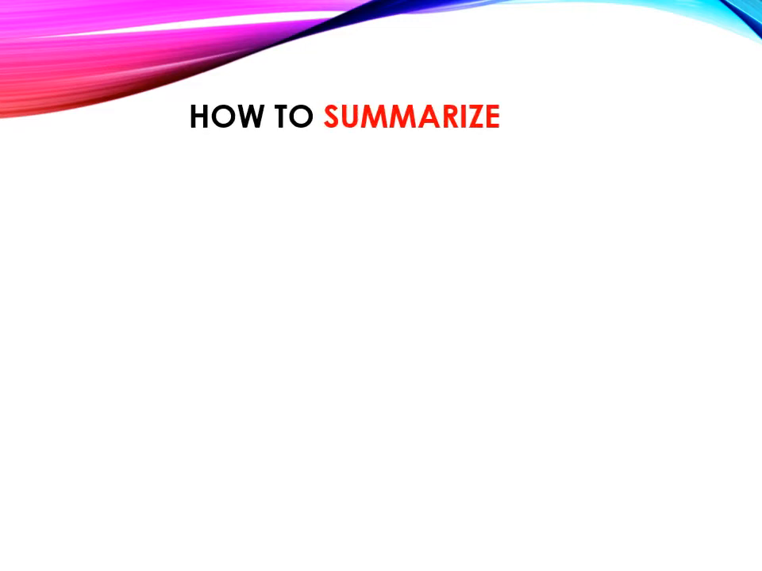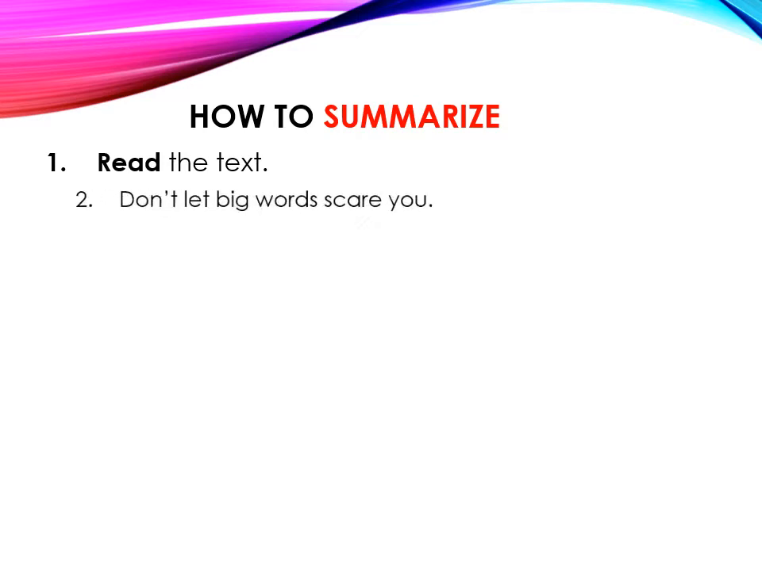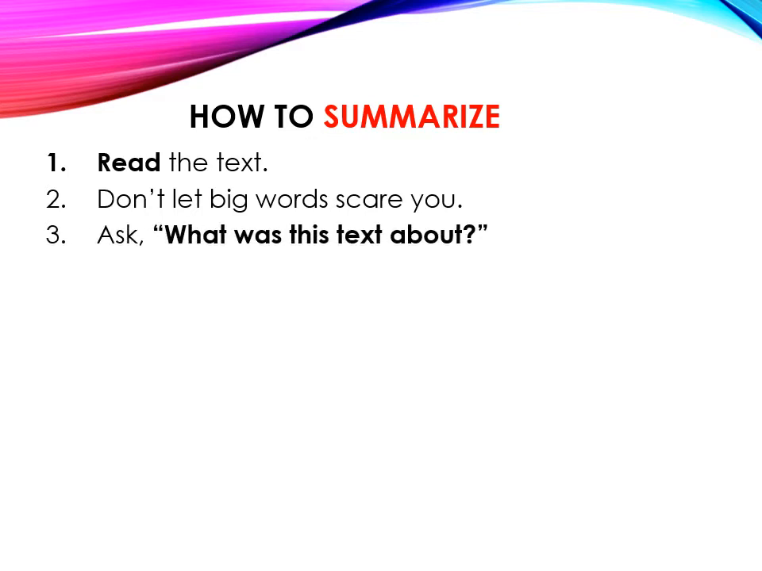How to summarize? First of all, of course, you have to read the text carefully in order to figure out what the text is about. Second, don't let big words scare you. If you come across difficult vocabulary or anything that you don't really understand, don't panic. Just keep on reading until you get to the main idea. Ask: what was this text about? What did you learn in general about it? What was the main idea?